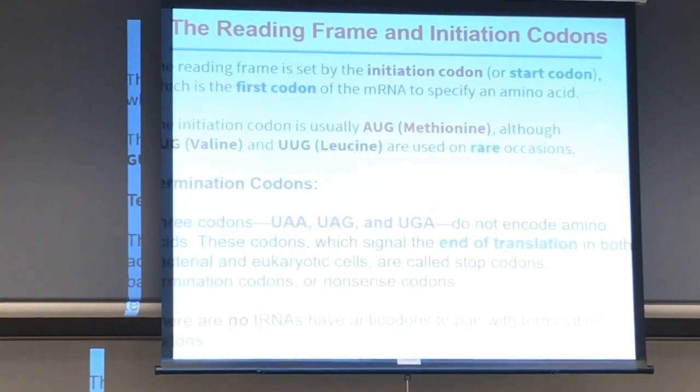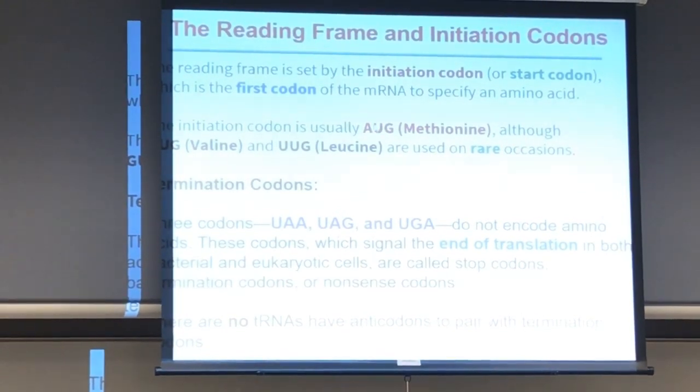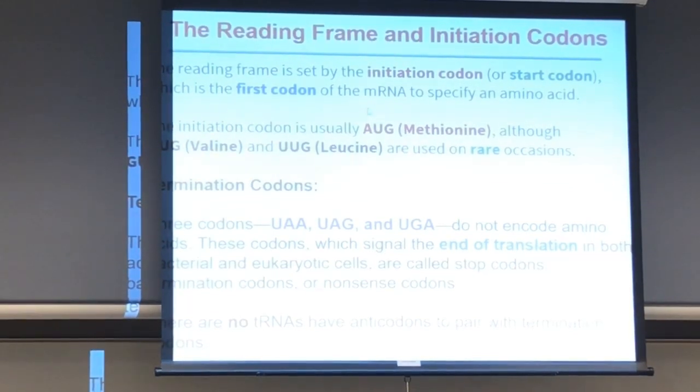So the first codon is referred to as the initiation codon, or the start codon. The initiation codon, start codon, the first codon. Usually it's always AUG. Usually always. AUG is for methionine, okay? Very rarely you have GUG and UUG, which code for valine and leucine, but almost always the first codon is methionine.